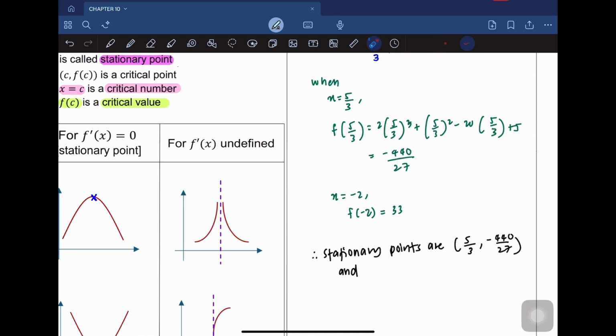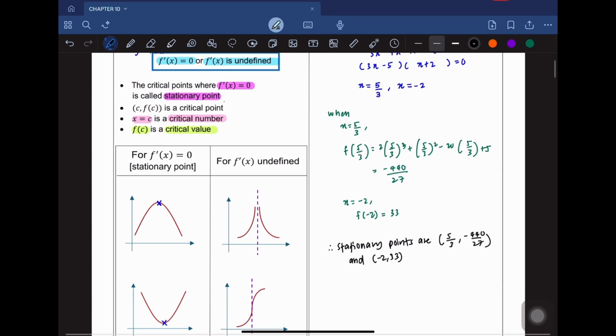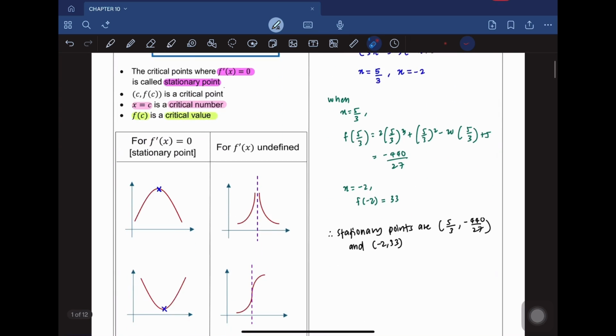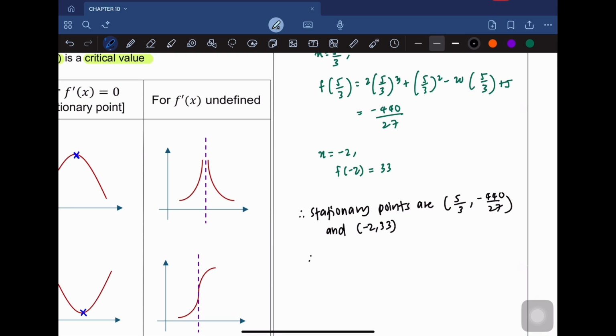And the other one is negative 2.33. So these are your stationary points. Okay, so are we done? Not yet, because remember the question asked us for the stationary value. Stationary value is the value of y, so just answer the question. You already have the value of y, so the stationary values are negative 440 over 27 and 33. Okay, so we are done with the question.